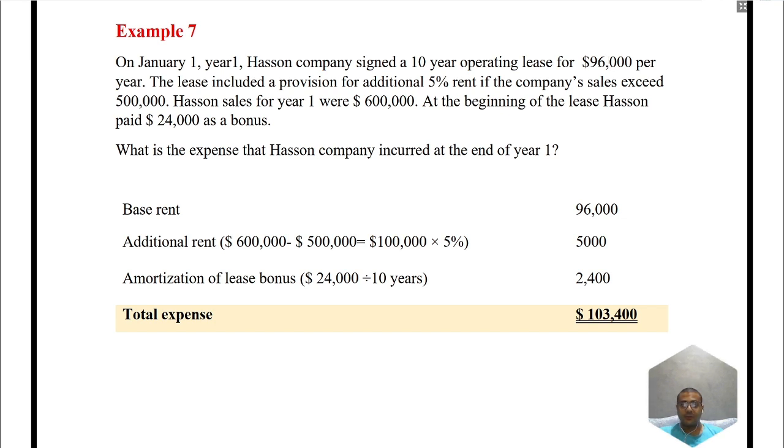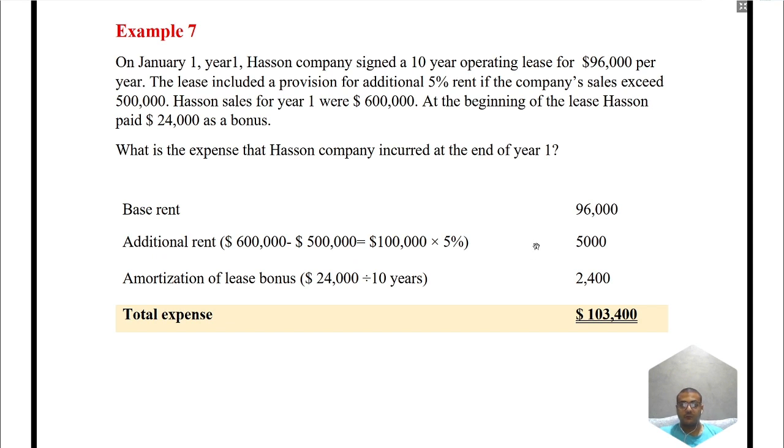Okay. What is the expense that Hassoun Company incurred at the end of year one? I told you that $96,000 per what? Per year. Because we used to have a monthly rent expense, we would take the monthly amount and multiply it by 12. But in this example, he's giving you the annual rent expense. Okay, so my base rent is 96,000, and the additional rent is what? I'm going to say $600,000 minus the $500,000 will give you $100,000. This is my additional proceeds, and I'm going to multiply that by my 5%, which gives you an additional rent of 5,000.